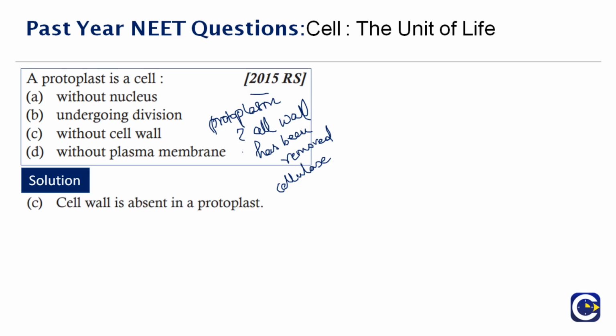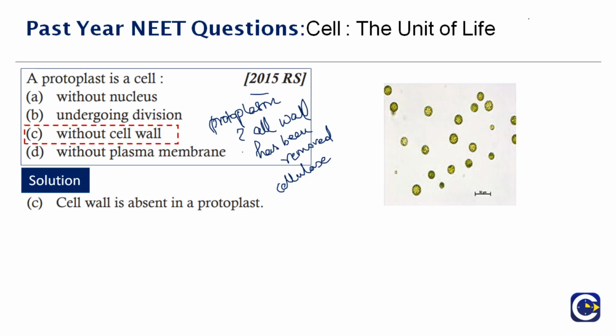Therefore the correct answer is option C, without cell wall. As I already said, it will look spherical once the cell wall is removed. Actually it will get digested by the enzymes present inside the plant or the bacterial cell. That is why the cell wall gets digested and it looks spherical. The image to your right side is how you can see them under a microscope. Therefore the correct answer to this question is option C, without a cell wall.